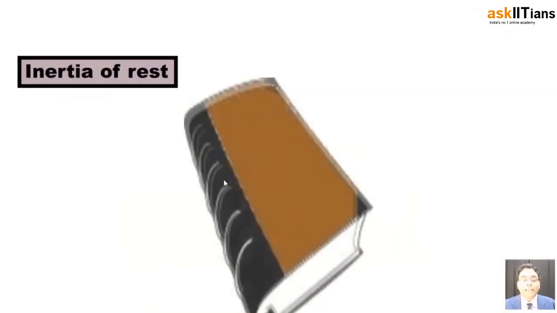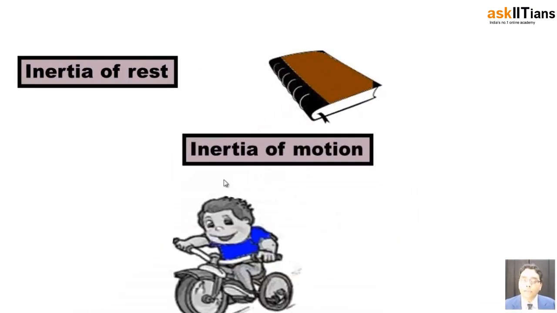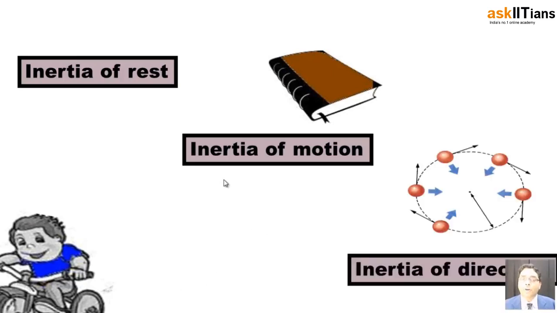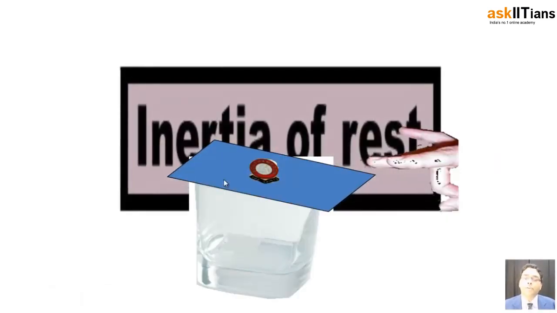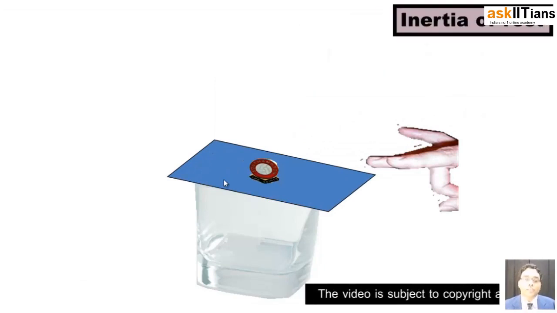When we bifurcate it further, inertia can be divided into three basic parts. That is inertia of rest, inertia of motion and inertia of direction. Let's try to understand more about these three. So first of all, if we talk about the inertia of rest, what does inertia of rest actually stand for?